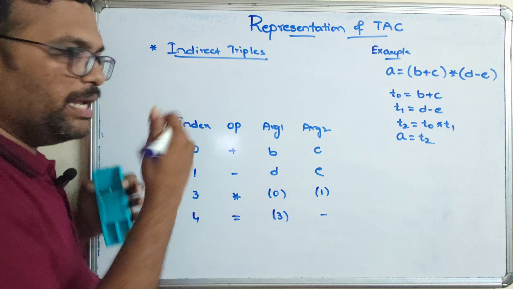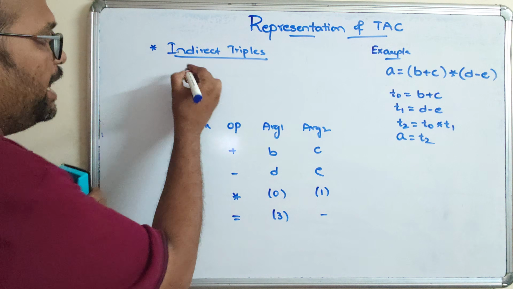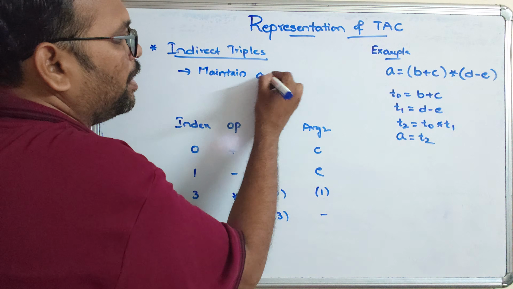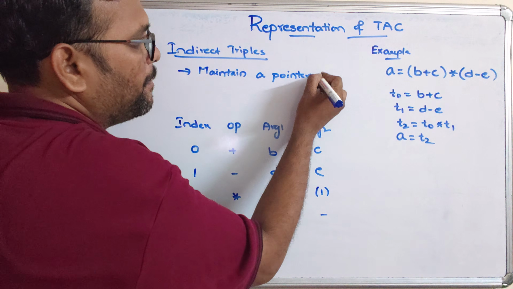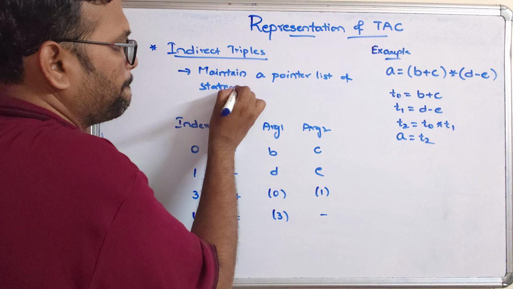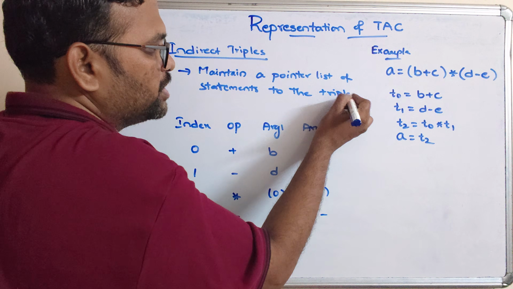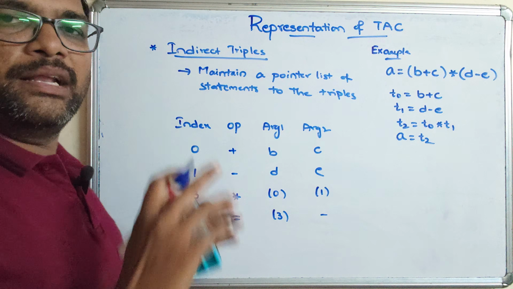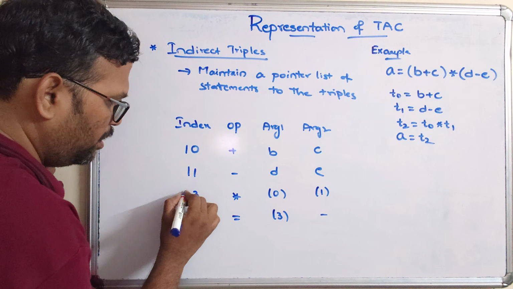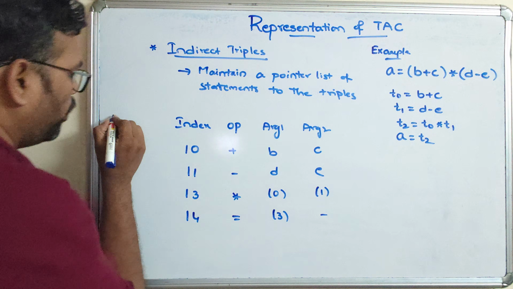Indirect triples. So the name itself indicates indirect triples, which is similar to the concept of triples, but it maintains a pointer list of statements to the triples. So whatever triples we are using, one more pointer will be there. Okay, see, let us take this as 10, 11, 13 and 14. So it will maintain one more pointer.